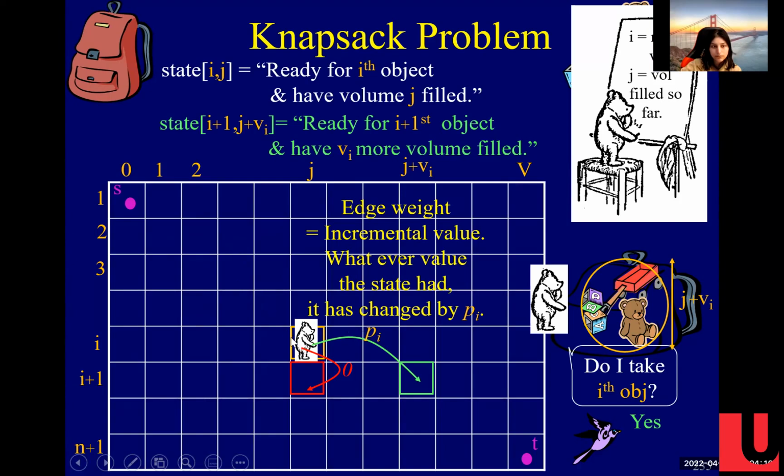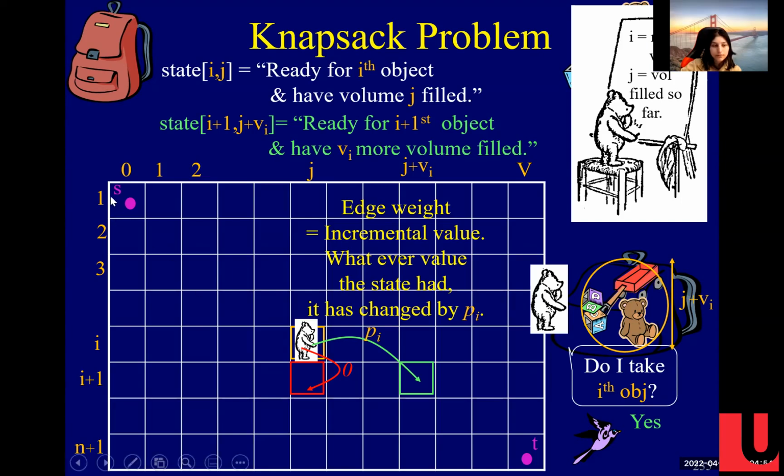So if I was following this, I start here, where I haven't considered any objects yet, or maybe I'm ready to consider the first object, and my knapsack has nothing in it so far, right? That's where I start. And then as I follow a path through this graph, every time I take a step, which way I go will decide whether to take the object or not, right? Does that make sense?